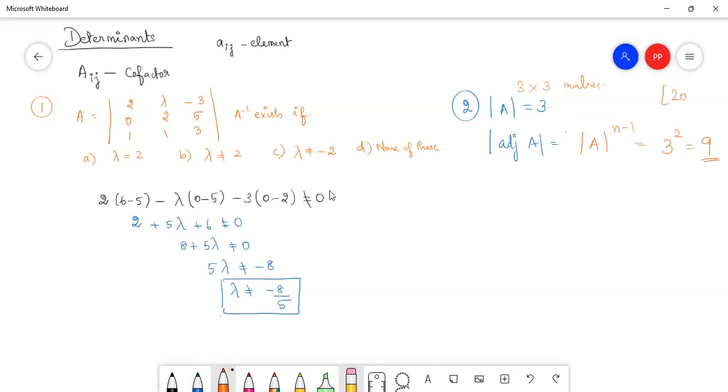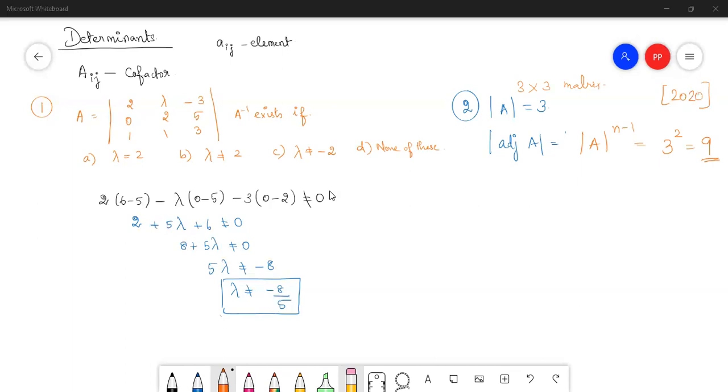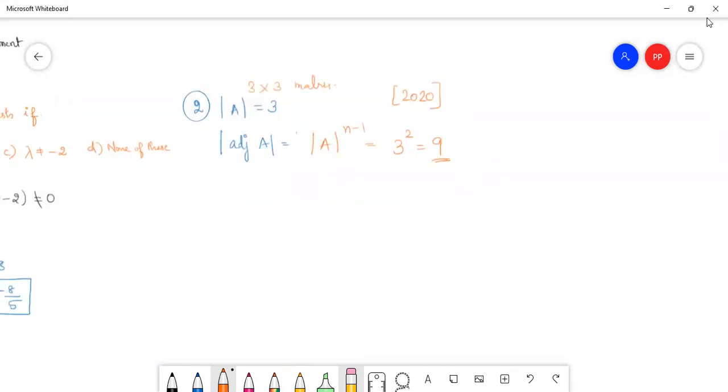I thought it was out of syllabus, but this was asked in 2020. This question was there in the 2020 sample paper. So you can remember it as a formula. You just have to square it for a 3 by 3. Remember this. Ma'am, like this, can you give another question? I am just searching for that only.